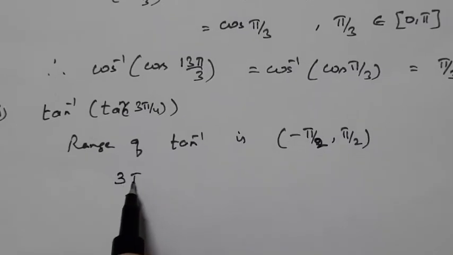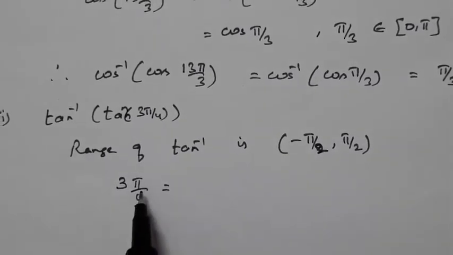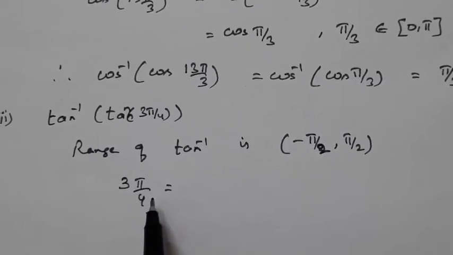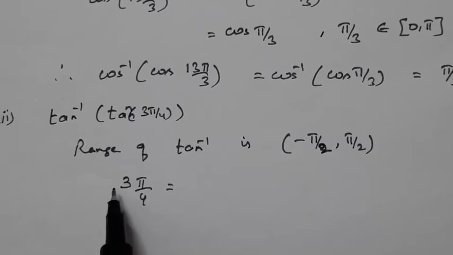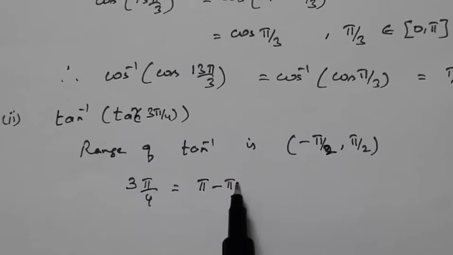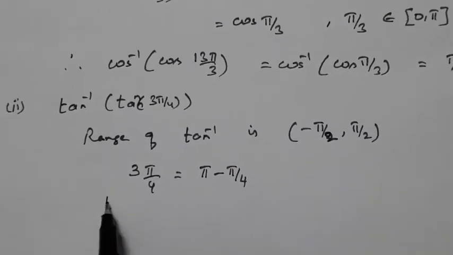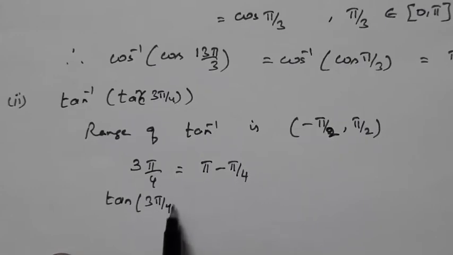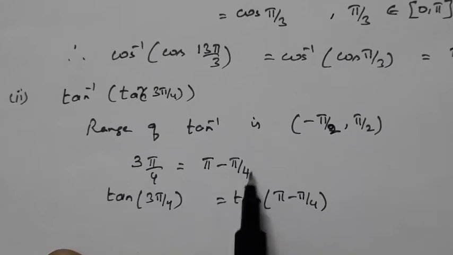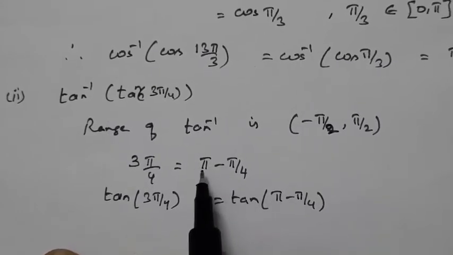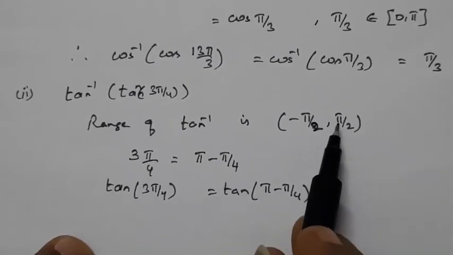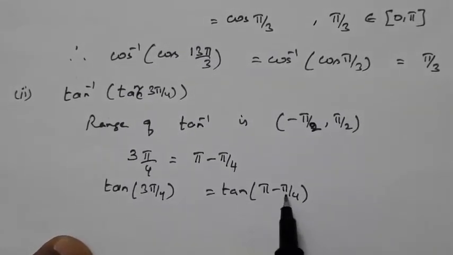Now let us take this 3 pi by 4. Try to express this either as a sum or difference of a smaller angle with a multiple of pi. Now you know that 3 pi by 4 is 4 pi by 4 minus pi by 4, so it can be expressed as pi minus pi by 4. So tan 3 pi by 4 is equal to tan of pi minus pi by 4. This is a smaller angle and this is a multiple of pi. So you have to express it as a sum or difference of a smaller angle which lies in the first quadrant, the required quadrant here.